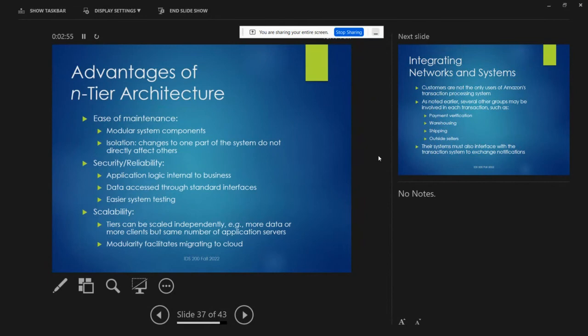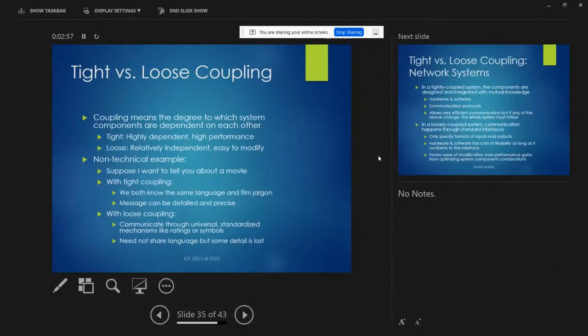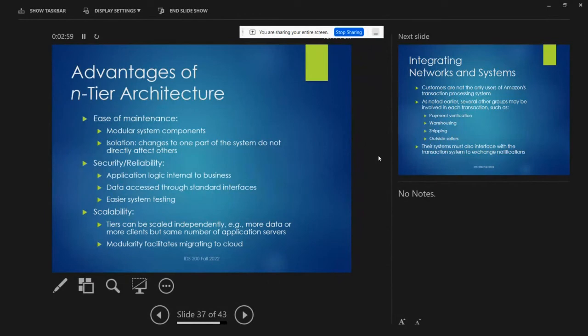Yeah, all right. I'll talk about tight and loose coupling. You know what? I want to go ahead to N-tier architecture. I'm just going to keep it going while people are still engaged.